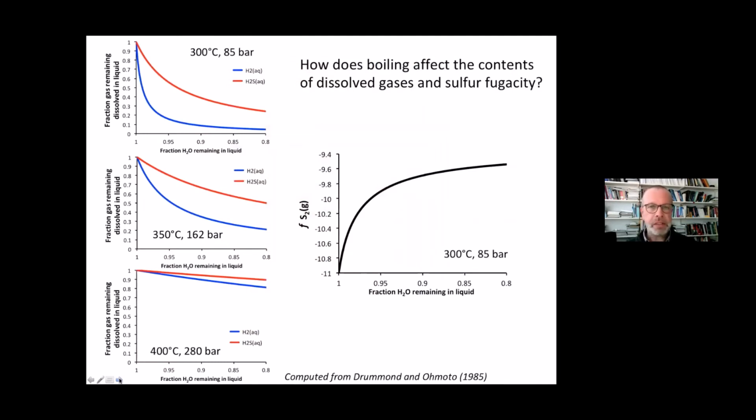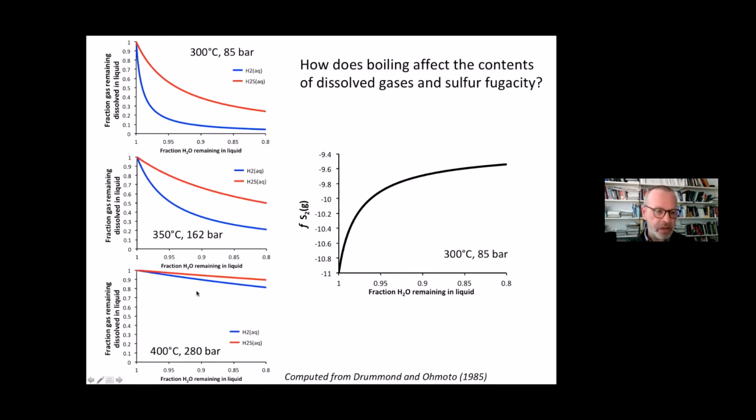Okay, so we talked about phase separation. Now we talked about magmatic gases. So let's have a quick look at how boiling, so subcritical phase separation, affects the content of dissolved gases. And this is actually something we can calculate thanks to Drummond and Ohmoto. I've done this here, keeping temperature and pressure constant and just driving off water. And you see that you lose hydrogen more quickly than you lose hydrogen sulfide.